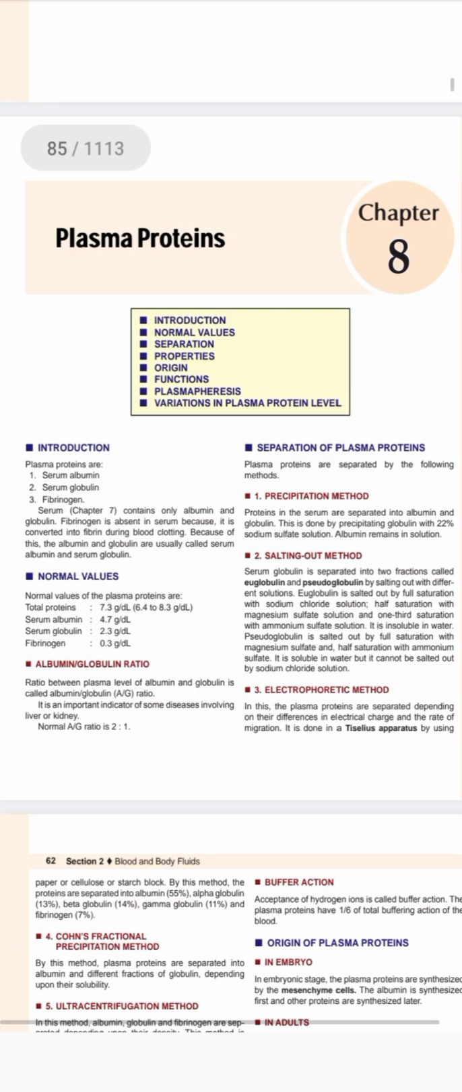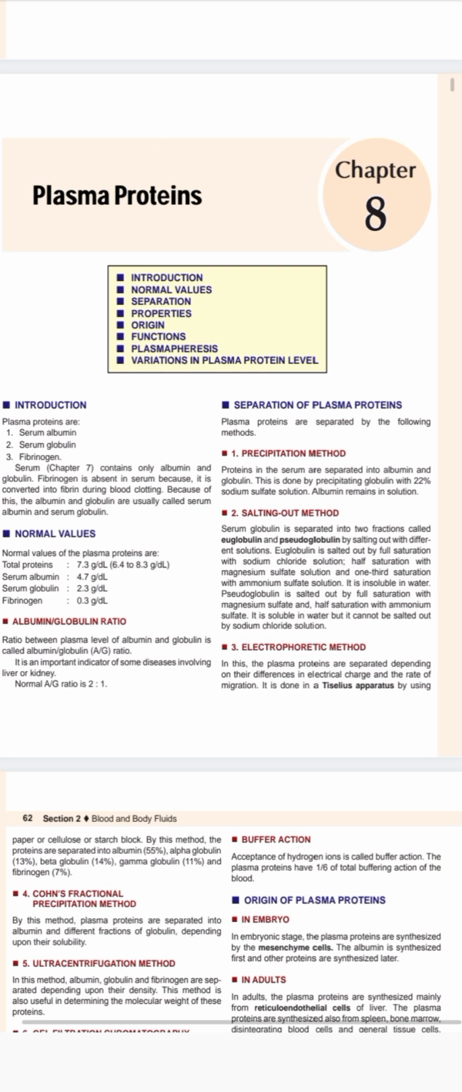In short, it is given very briefly here, so I won't read all of this much because it is not important. Just the functions and applied aspects are important.